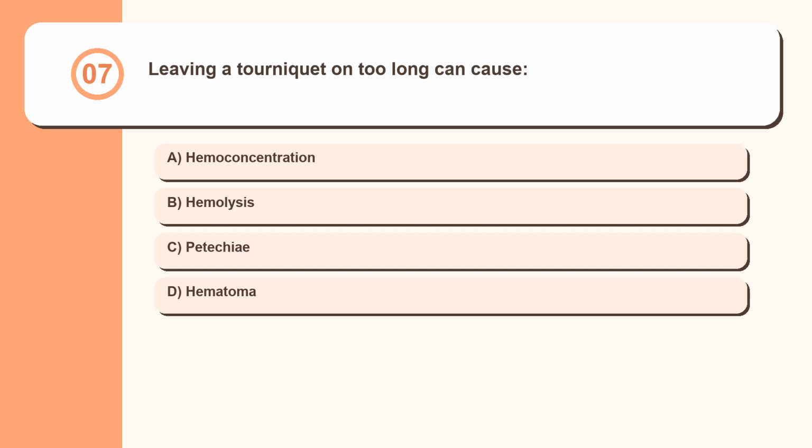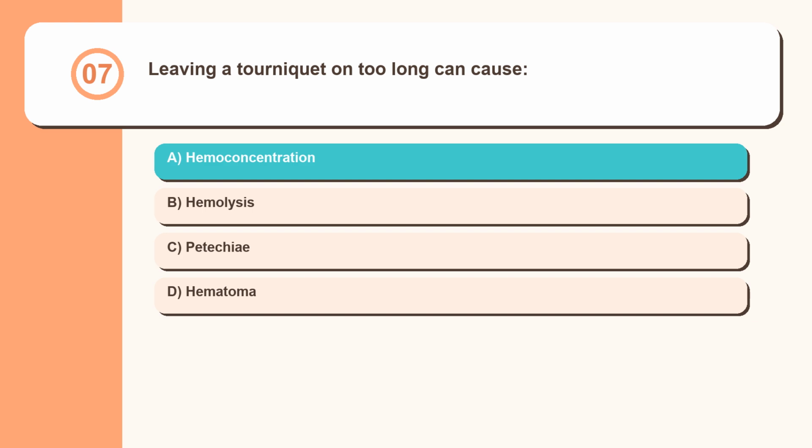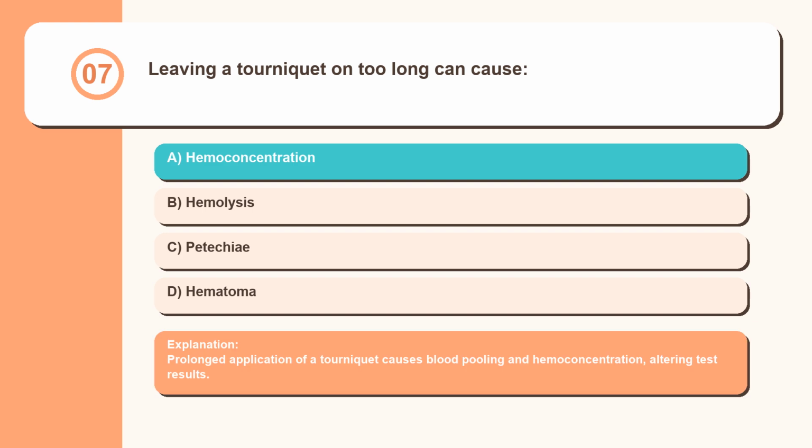Question 7. Leaving a tourniquet on too long can cause hemoconcentration, hemolysis, petechiae, hematoma. Prolonged application of a tourniquet causes blood pooling and hemoconcentration, altering test results.